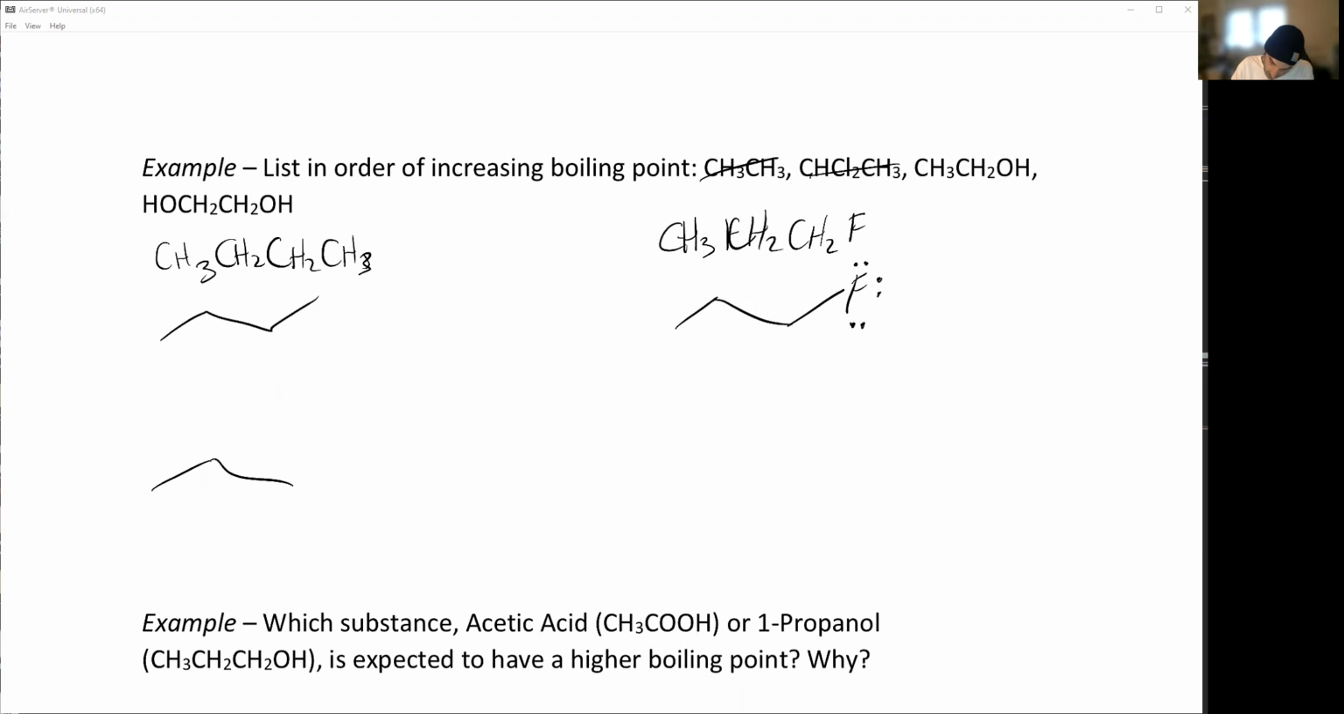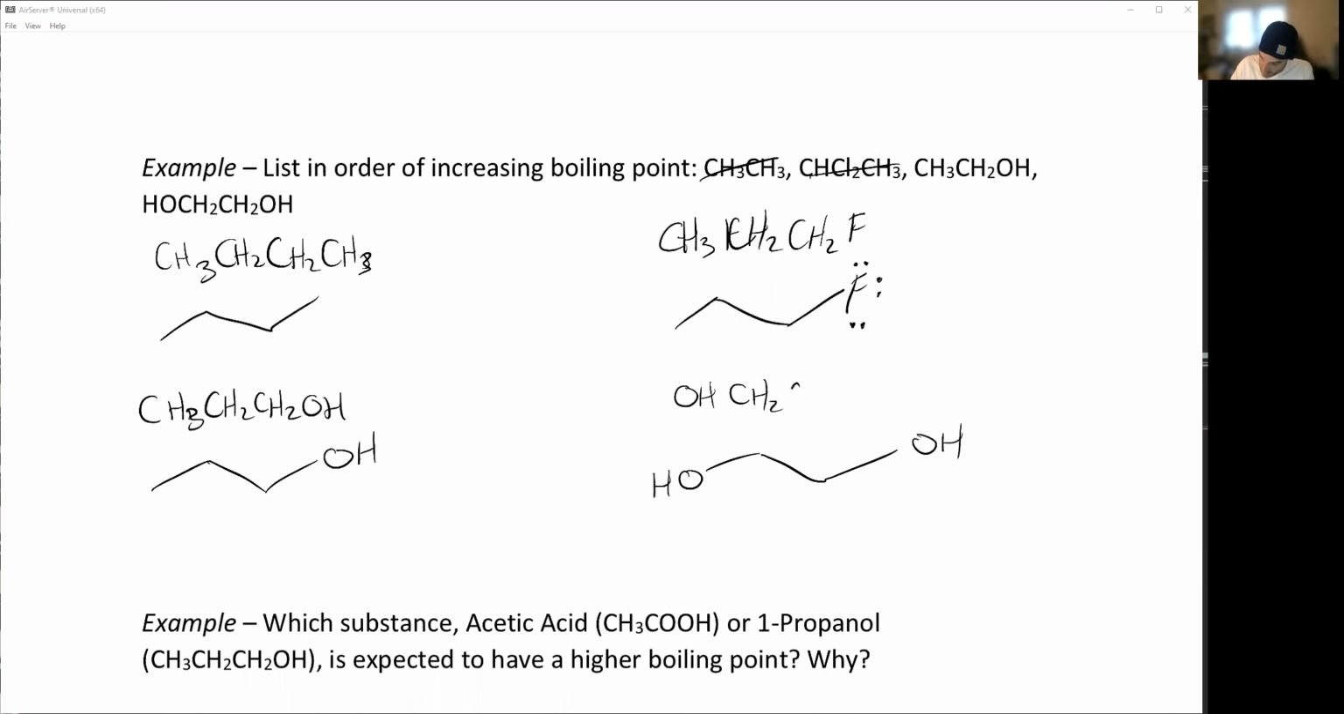I'm going to use these two alcohols. 1, 2, 3, OH. So this is CH3, CH2, CH2, OH. And then finally, OH is on both ends. If you actually do the calculations for this, what you're going to find out is the molar masses are about the same. That should tell you something. Okay, so list these in order of increasing boiling point.